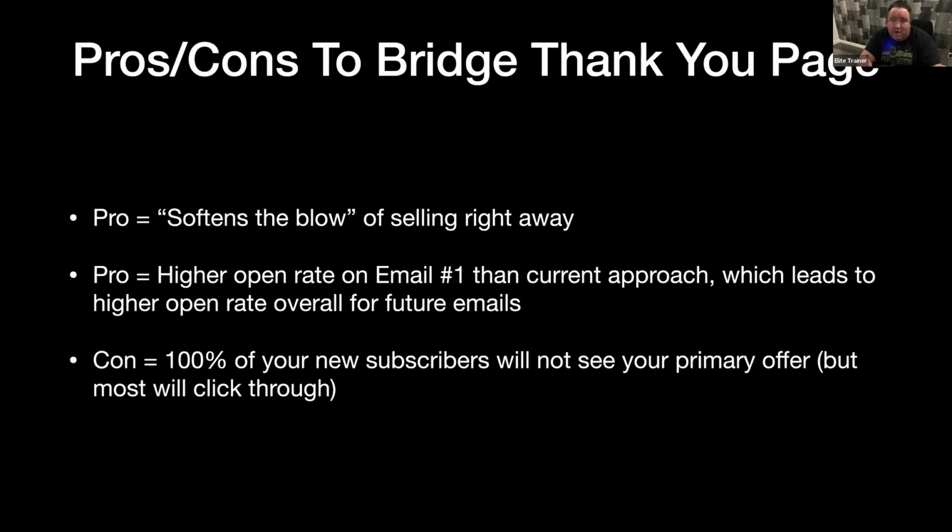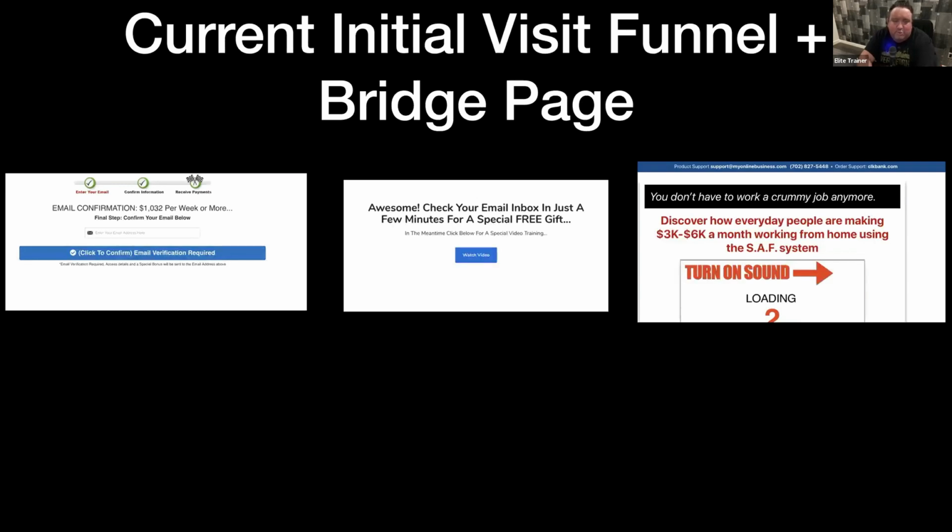Now, a con is that 100% of your new subscribers will not see your primary offer. But the truth is that in this situation, most people will click through. It's like 90+% of people will click through. And frankly, if they aren't willing to click on a blue button to land on your sales page, they're probably not going to be pulling out their credit card to purchase the product. So you're not really going to lose any sales. You just can lose eyeballs to the sales page. But most people are going to click through.